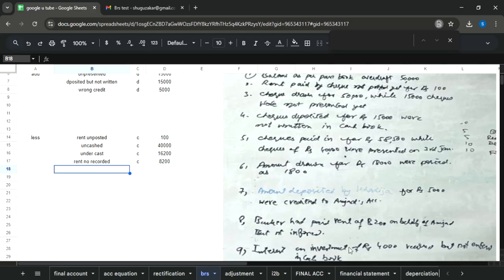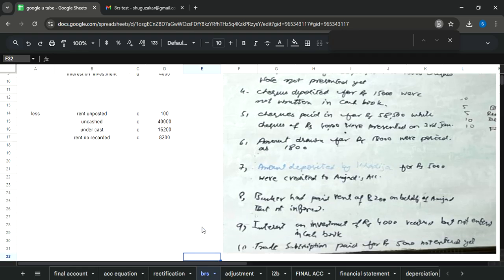Interest on investment. You have invested an amount, interest is received, which is your income. Income should be debited, but not entered in the cash book. That means you have not recorded it. So interest on investment would be recorded on the debit side. The amount is 4000, and here you will write interest on investment. I was actually willing to write only interest, but it's okay. So the ninth entry is completed.